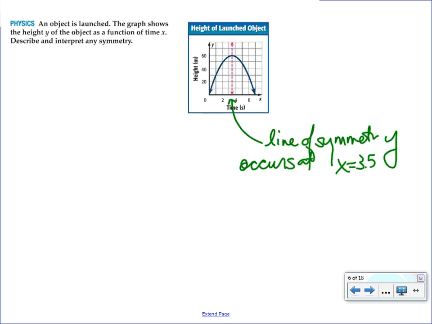What do you think it means? To me, this means something took off from the ground and it went up and it fell back down at the same pace as it went up. All right, so it went up and down at the same rate.